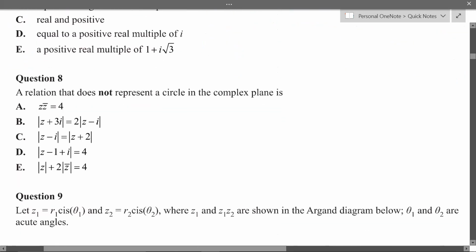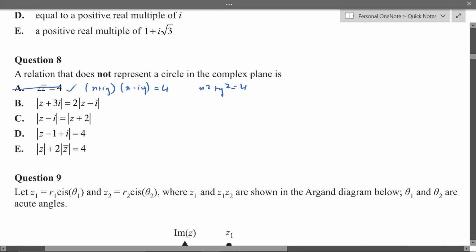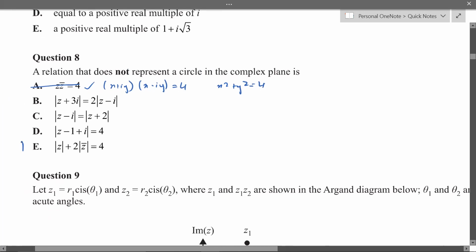So which one does not represent a circle? Well, we already know this one does, because you know if you expand it, you'll get that form. I'll just write it: equals 4, so x squared plus y squared equals 4. We know that's definitely going to give you a circle. So then trial and error will start from the bottom.